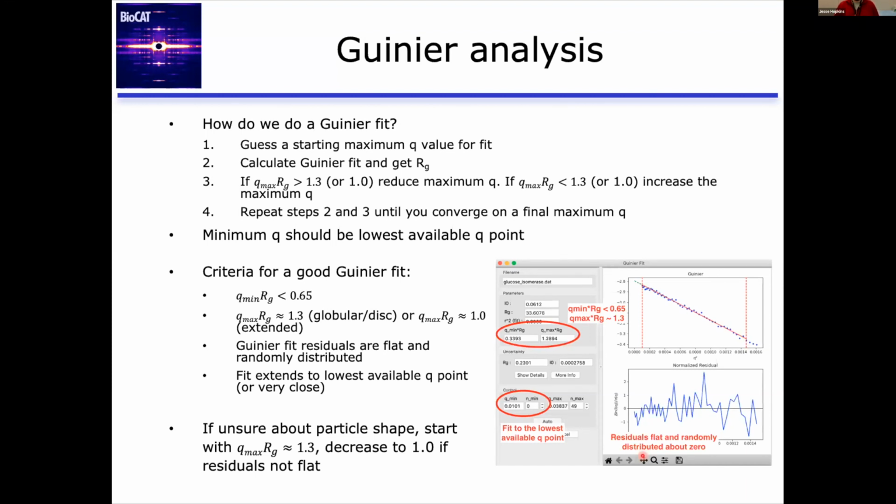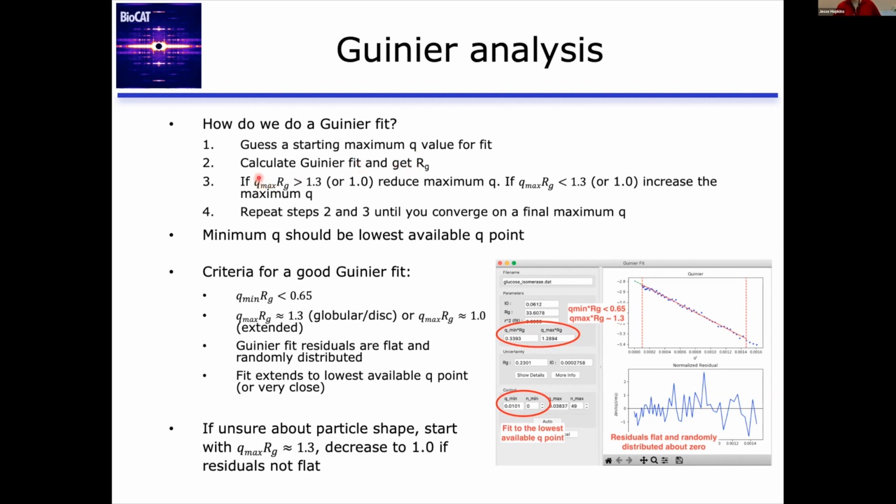So we'll start out by guessing a starting maximum Q value for the fit. Maybe you have some idea what the size of the macromolecule is. Maybe you've looked at the plot and seen where the linear range is. Maybe you're just picking something out of thin air. You then calculate the Guinier fit for the range that you've selected. You get out the RG value.